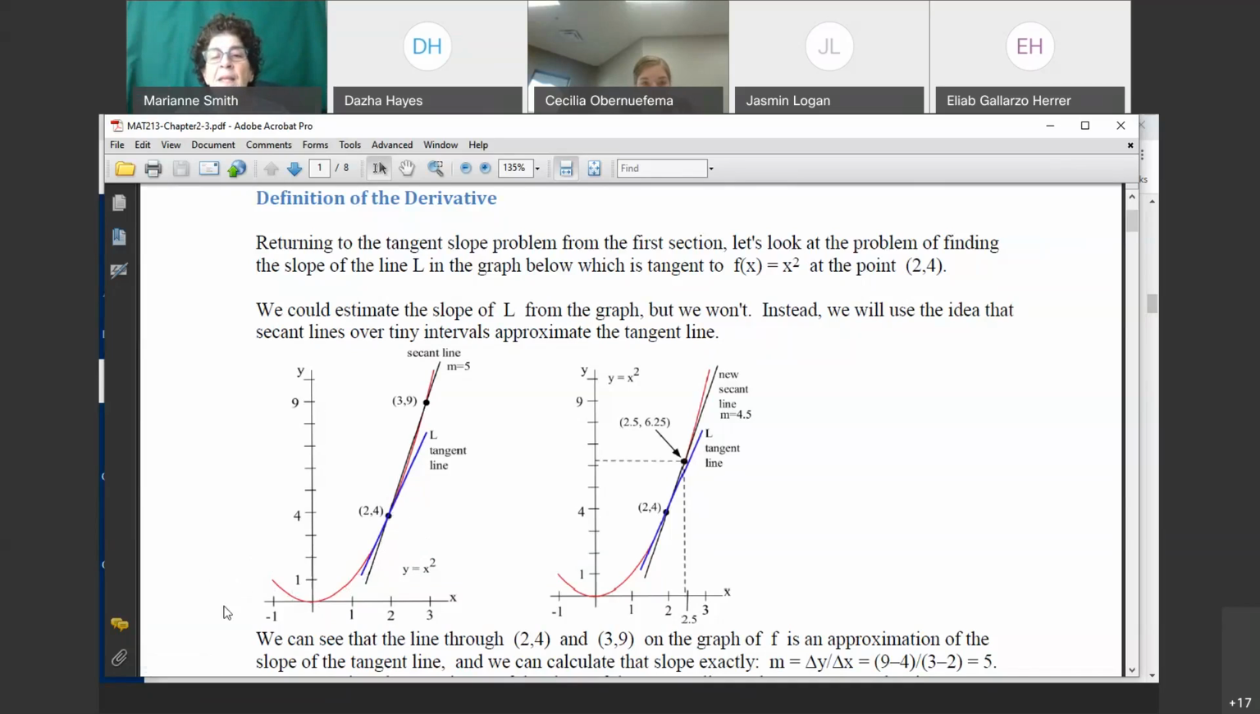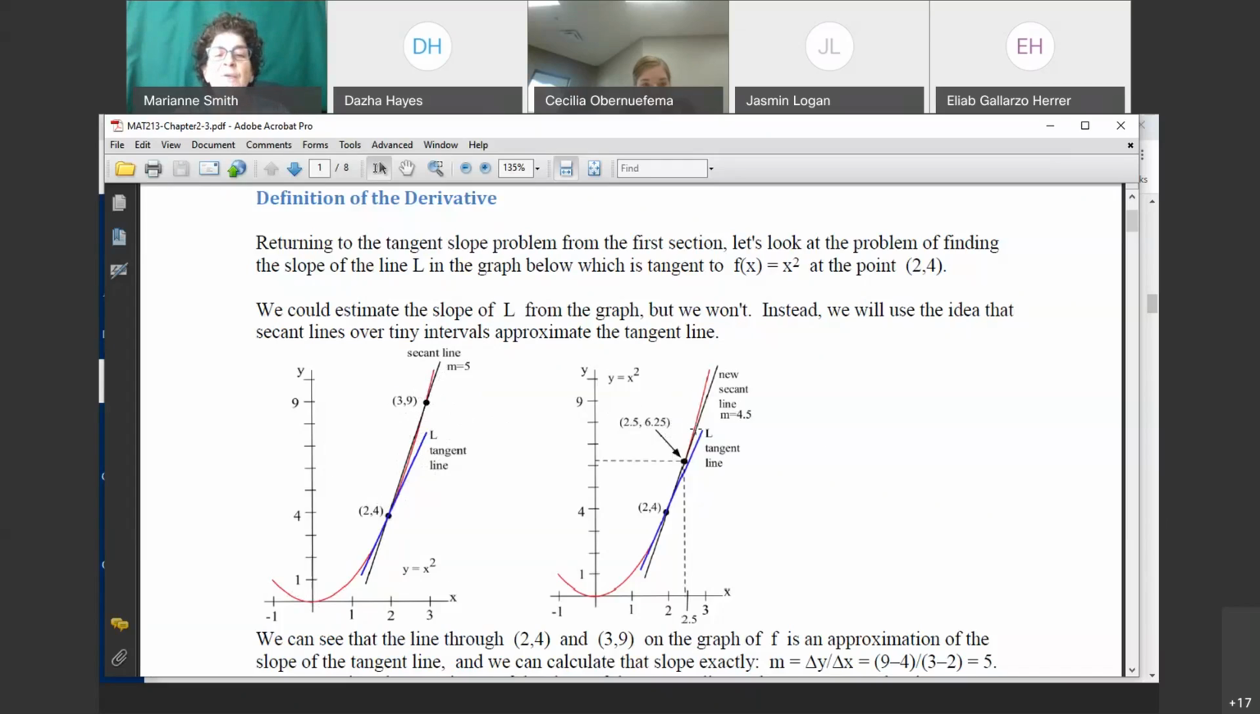So what they're showing you here is you can start out. You see the black secant line here? It's between the points (2, 4) and (3, 9), and it's meant to be an approximation to this tangent line. And you can see here, it's not a terribly good approximation, right? The secant line has a bigger slope.